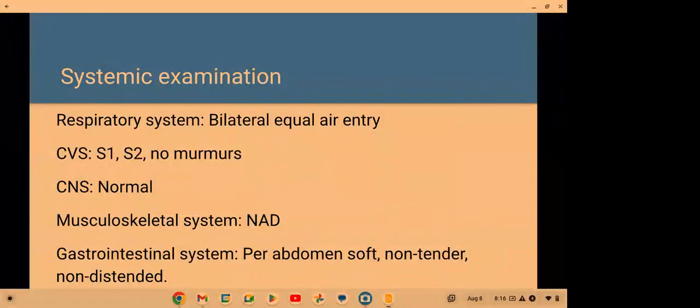Systemic examination. The respiratory system had bilateral equal air entry. Cardiovascular system had normal S1, S2 with no murmurs. Central nervous system had normal findings, and musculoskeletal system was developed, no abnormalities were detected. In the gastrointestinal system, per abdomen was soft, non-tender, and non-distended.